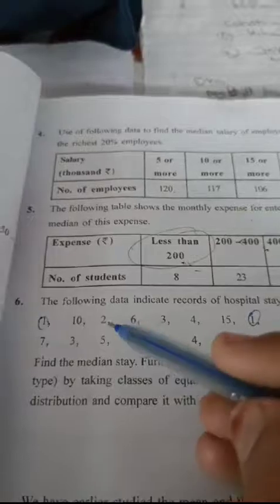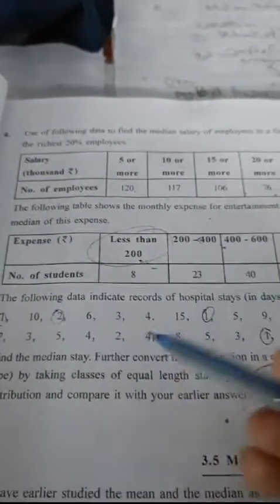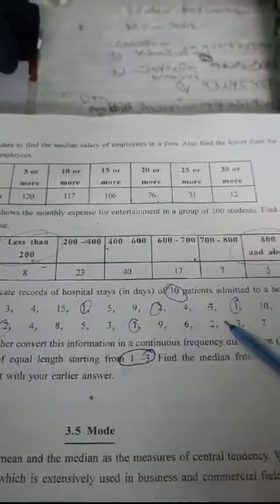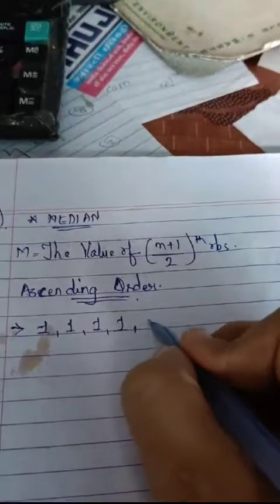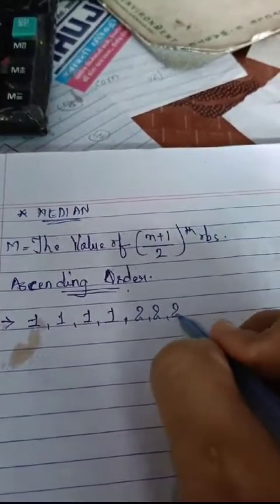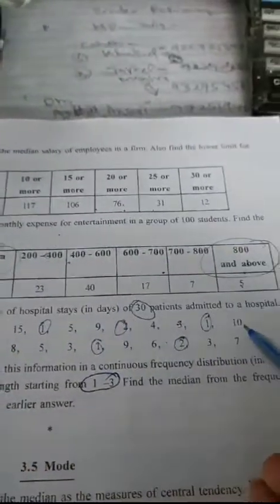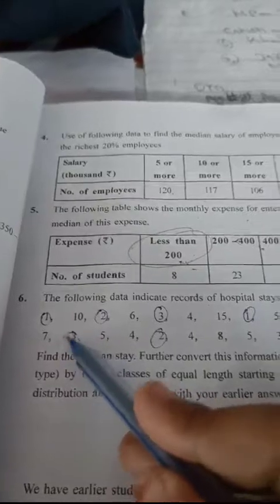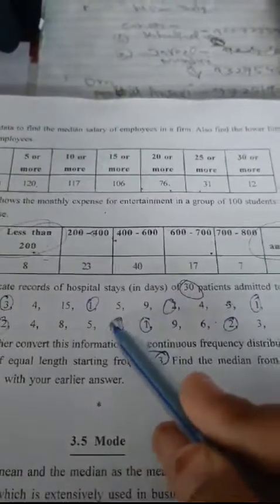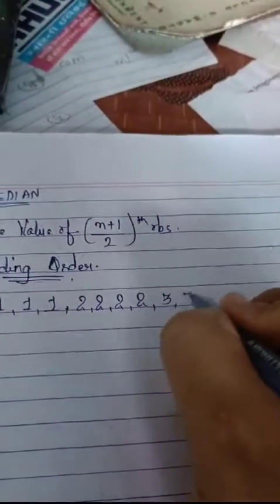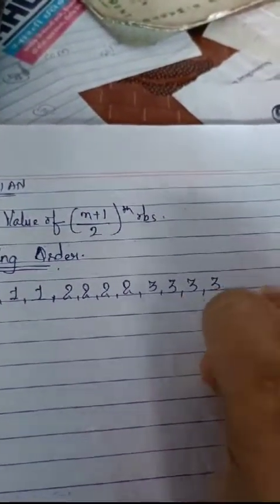After 1 what is there? 2. So 2 is coming 1, 2, 3, 4. 2 is also 4 times. Done. After that 3: 1, 2, 3, 4. Again 4 times.